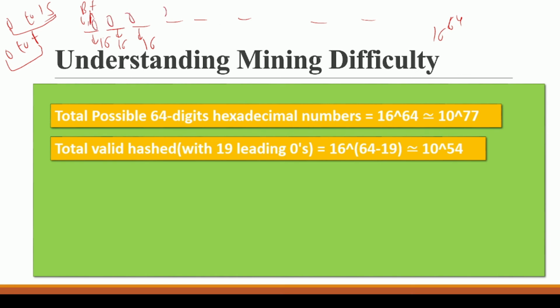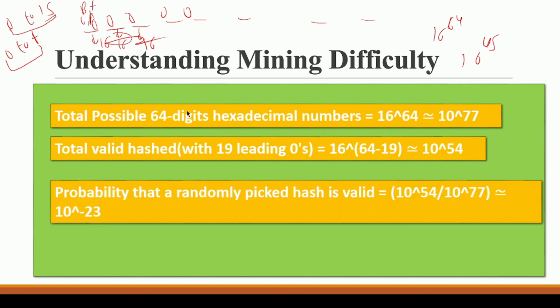There's a 0, there's a 0, like this. We can only touch the remaining, that is 64 minus 19 characters, so we can say that they are 10 to the power 54, that is 16 to the power, if you calculate it, I think 45. It is 16 to the power 45, and if you express it as a power of 10, it is 10 to the power 54.